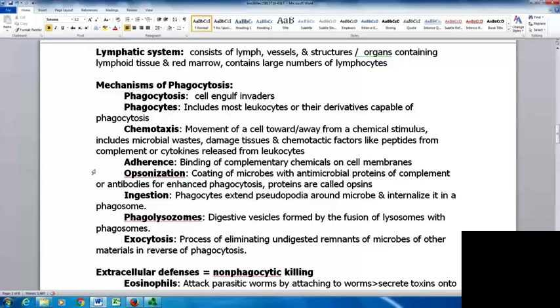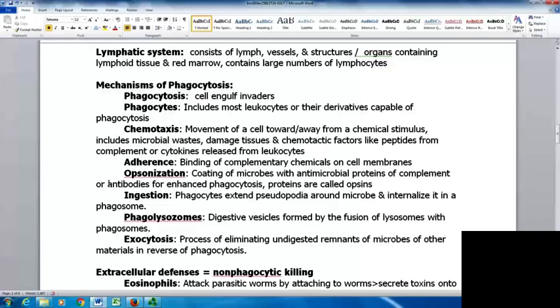With opsonization, we have the coating of microbes with antimicrobial proteins of complement or antibodies. This is used to enhance phagocytosis, and the proteins are called opsins. With ingestion, the phagocytes extend their pseudopodia around the microbe and internalize it in a phagosome.